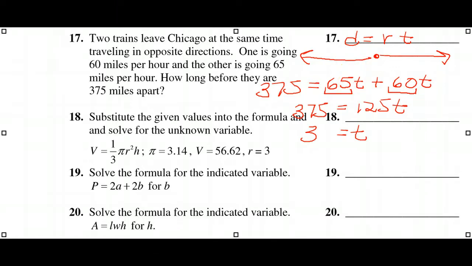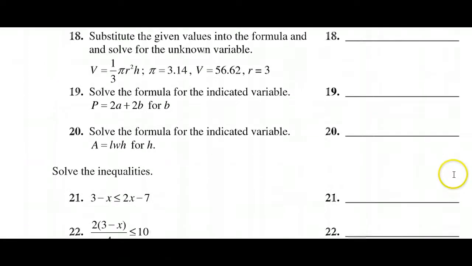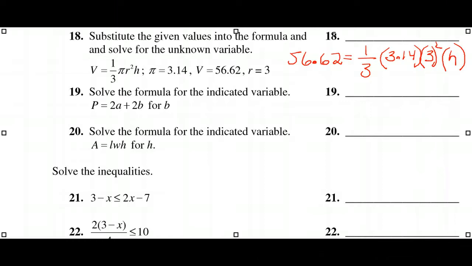Okay, let's go on. Now, here they're just asking us to substitute these various values for pi, 3.14, for volume, this and that. Let me set it up for you. So all I've done is taken the information they've given me and put it into the formula. This is V, this is pi, this is R that we're going to square. So this is going to end up as a 9 here.